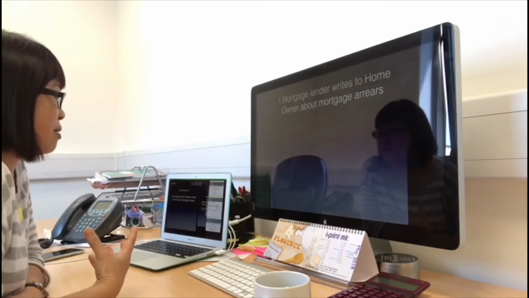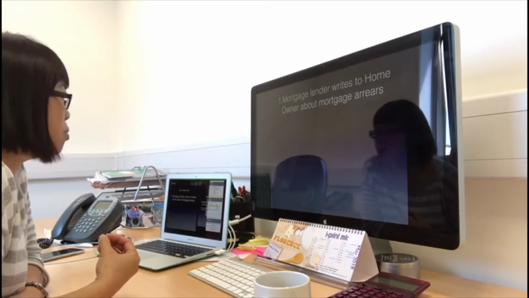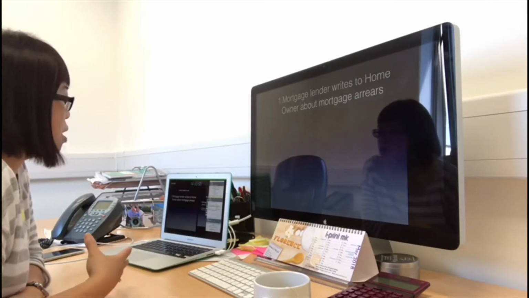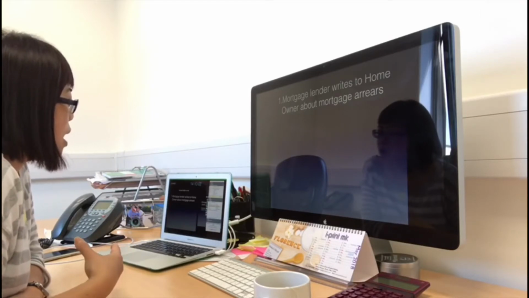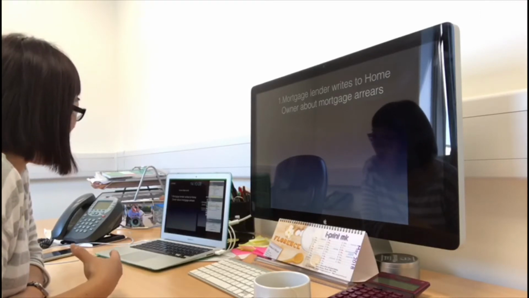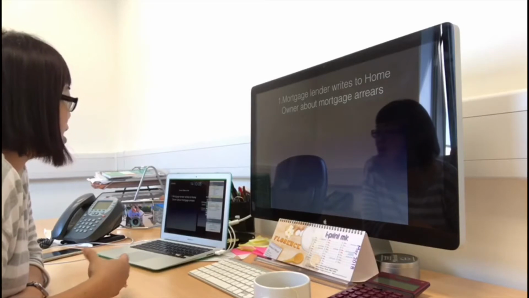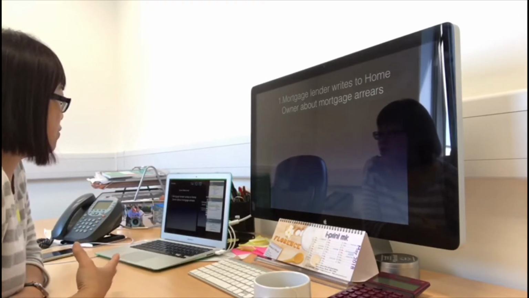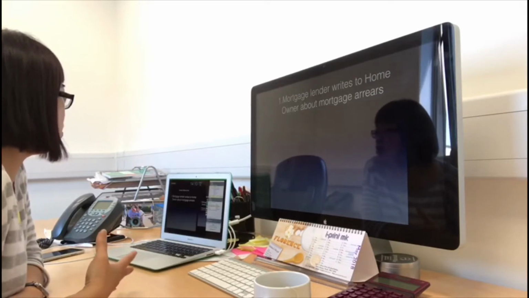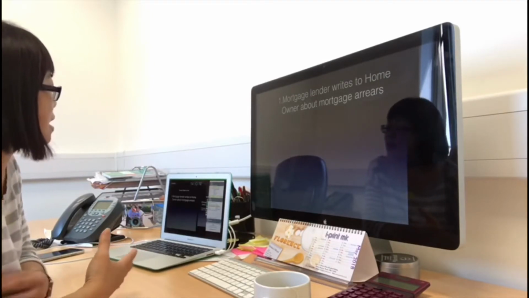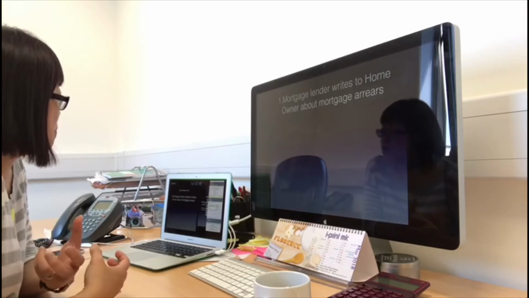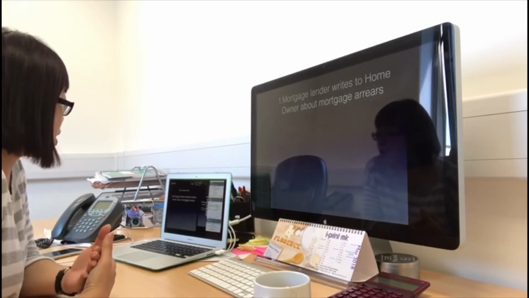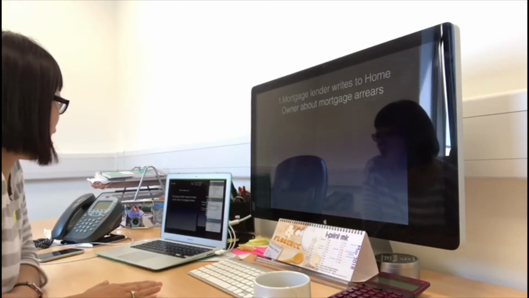the mortgage lender has to write to the homeowner about their mortgage arrears. So the only reason why a property would be at risk of being repossessed is when they've actually fallen into financial difficulties. The homeowner's fallen into financial difficulties and they're not able to keep up with their mortgage payments. So if there's arrears on the mortgage, then that is when it's at risk.